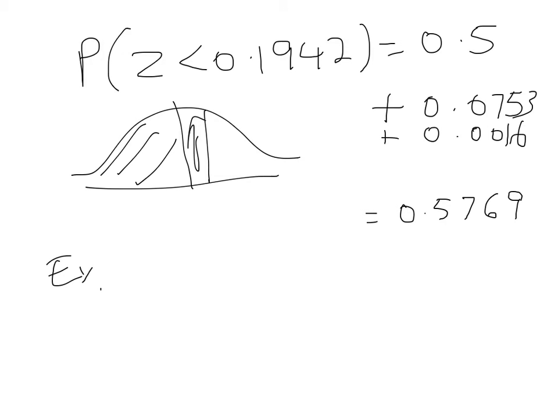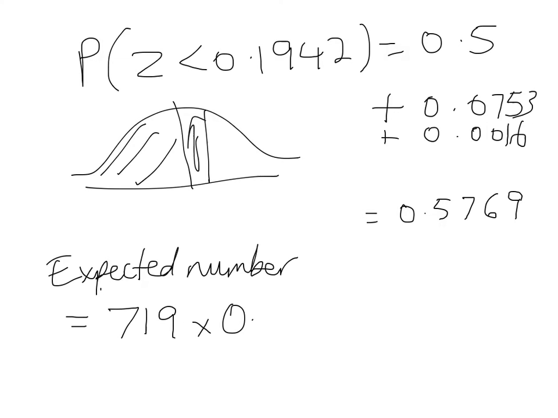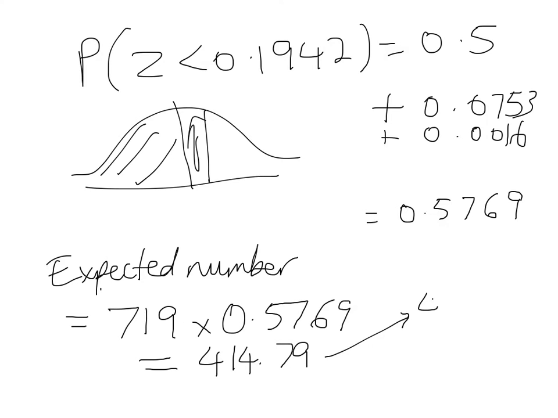So the expected number is equal to 719 times 0.5769, which works out to be 414.79. You can round that either to 415 students, or they also accepted 414.